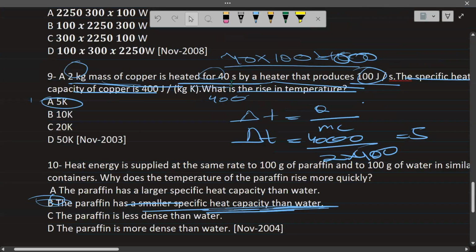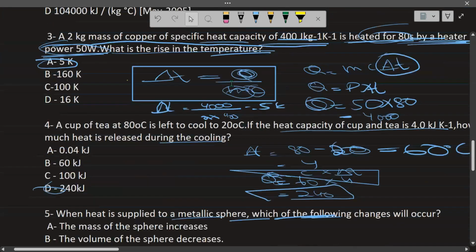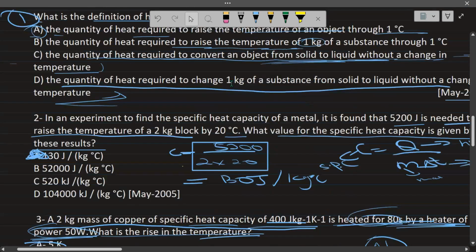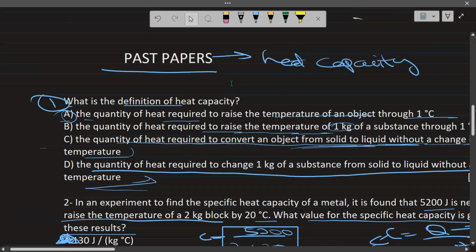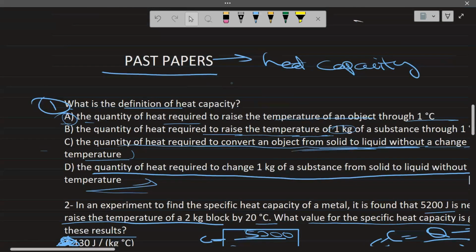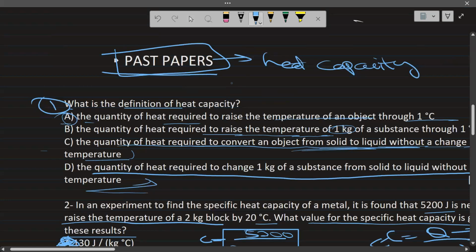Now we're done with the past papers of specific heat capacity. I hope you guys have understood the questions well.